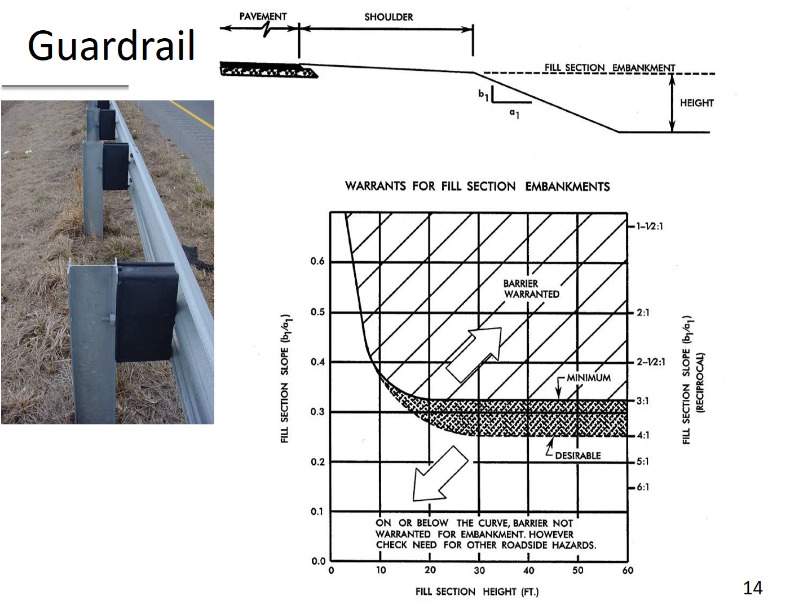Typically, most slopes over 7 feet will require guardrail, and we can see that on this graph here, looking at the fill section height and the slope, in particular when the slopes are steeper than 4-to-1, and then certainly at a 3-to-1 slope, barriers are typically going to be warranted.